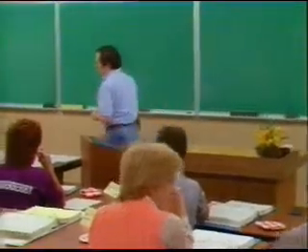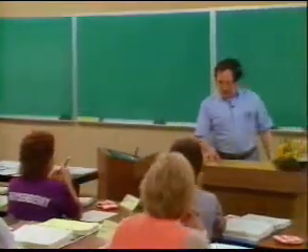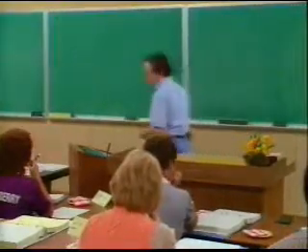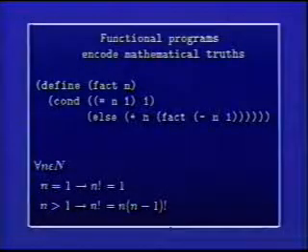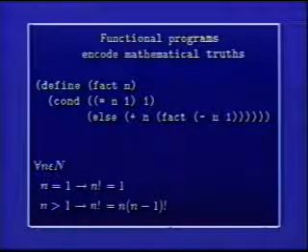However, let's just start. Let me begin by reviewing the kind of language that we have now. We've been writing what are called functional programs, and functional programs are a kind of encoding of mathematical truths. For example, the factorial procedure on the slide is basically two clauses. If n is 1, the result is 1. Otherwise, n times factorial of n minus 1. That is factorial of n.